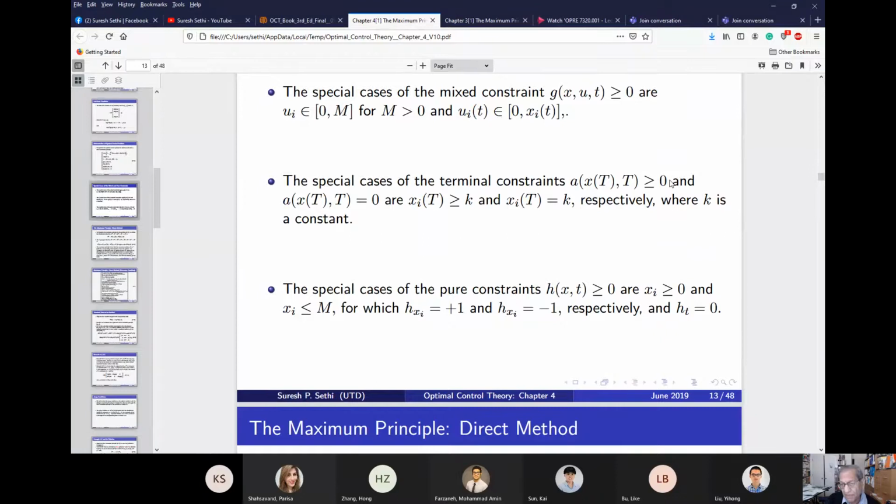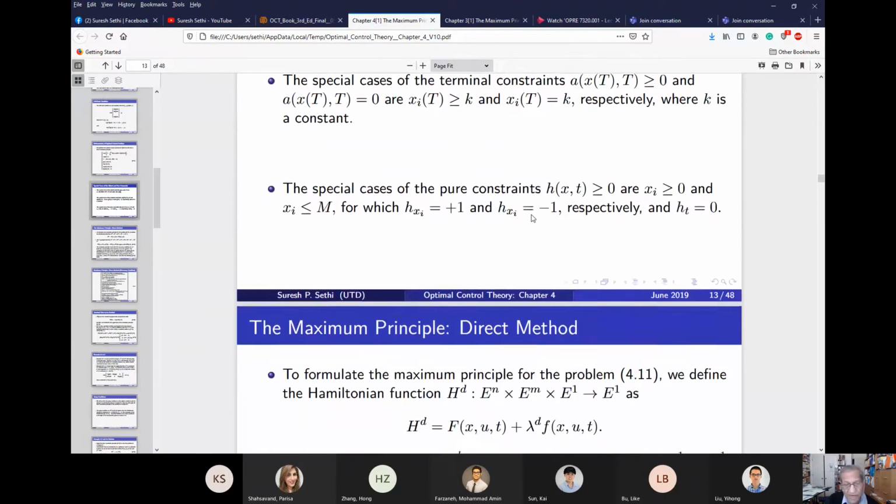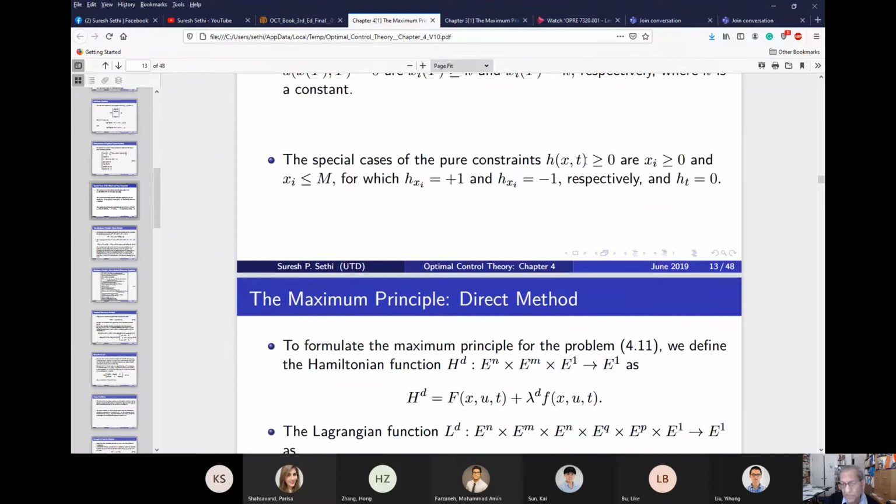And we have a constraint of this kind. A special case of that will be, for example, I have a constraint on xit which is bigger than k, or I have a constraint on xit which is equal to k. So those constraints could be more general here. This is a special case of that. And pure constraint h of x is bigger than 0. The special case is xi bigger than or equal to 0, xi less than or equal to m. And if that's the case, then h of xi is +1, h of xi is -1 for this, and ht equal to 0 because there's no t here. So h sub t equal to 0.